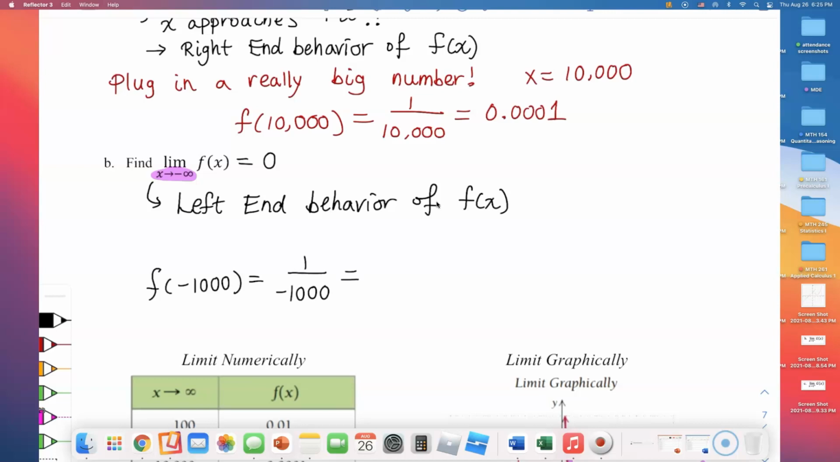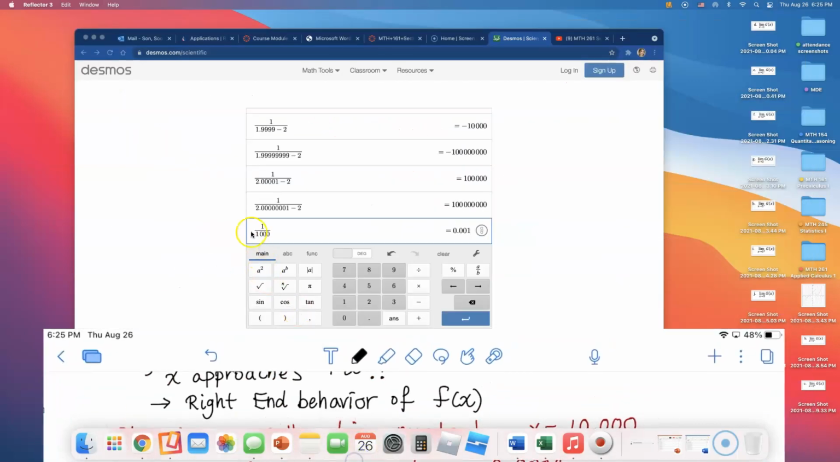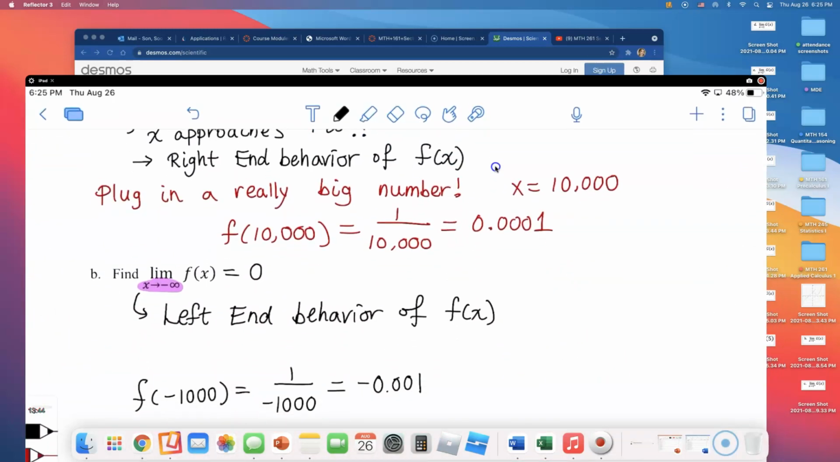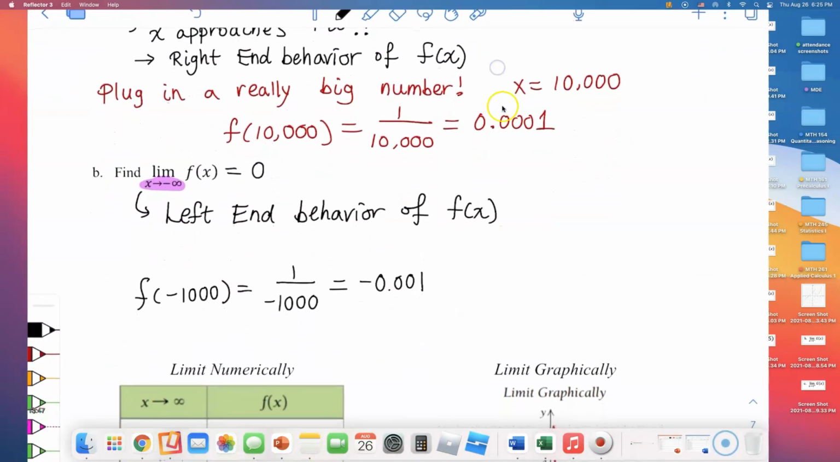Try to plug in negative 1,000 into this function and see what that number looks like. What is 1 divided by negative 1,000? That comes out to be negative 0.001. I know it's a negative number, but do you agree that number looks a lot like 0, right? It's getting really close to 0 from the bottom.